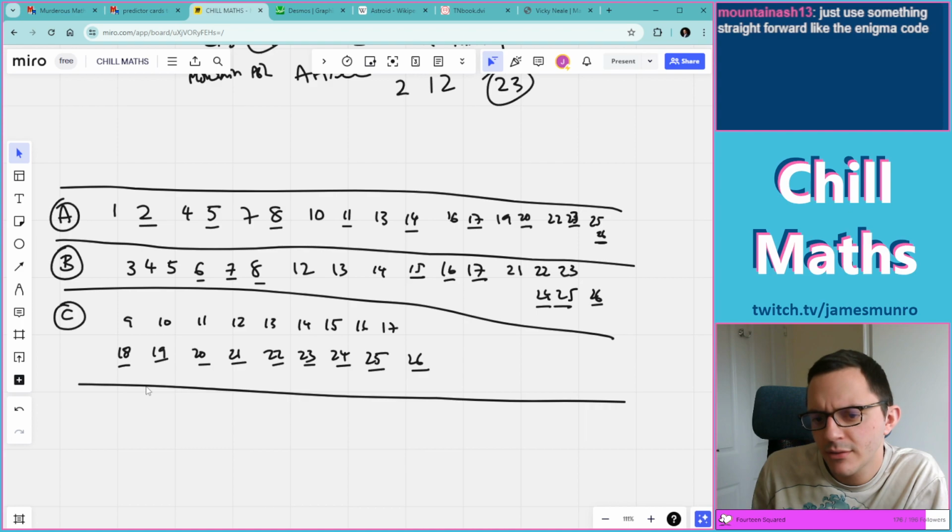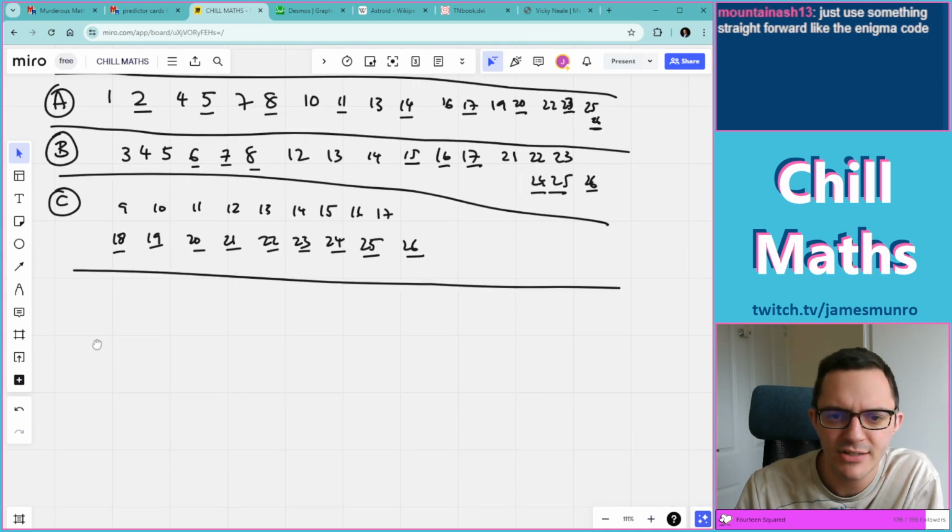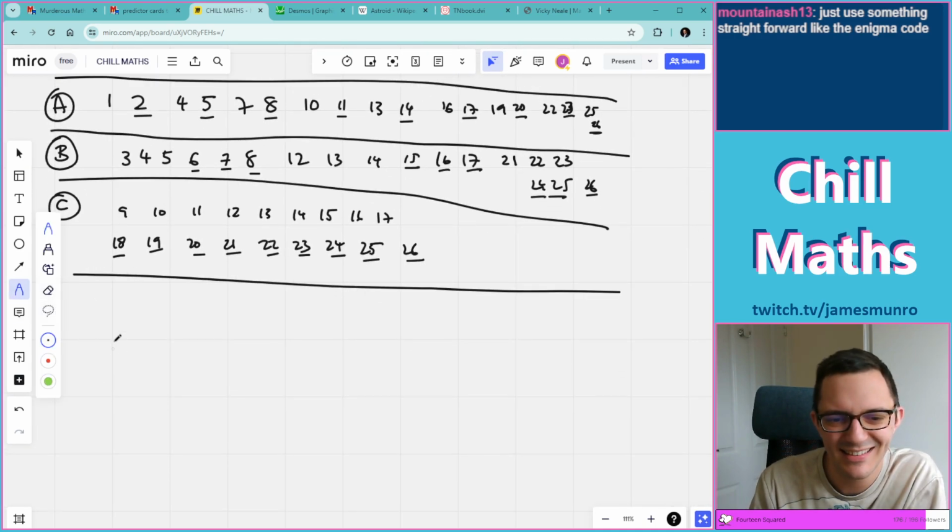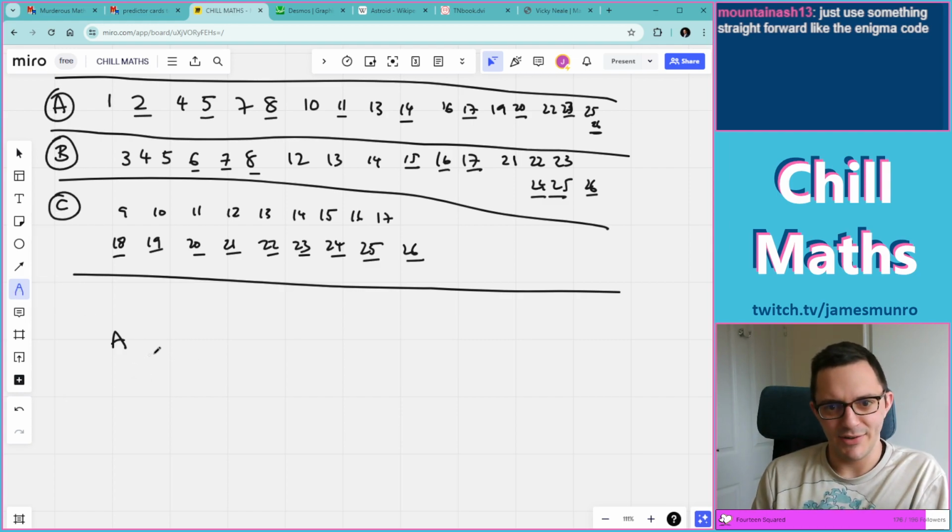Okay. Maybe I'm not going to obfuscate these. I might list them out as the alphabet though. Let's see what those cards would look like. So let's see if I can do the alphabet. Off we go. So just translating them into letters. Sunday chill maths, isn't it?